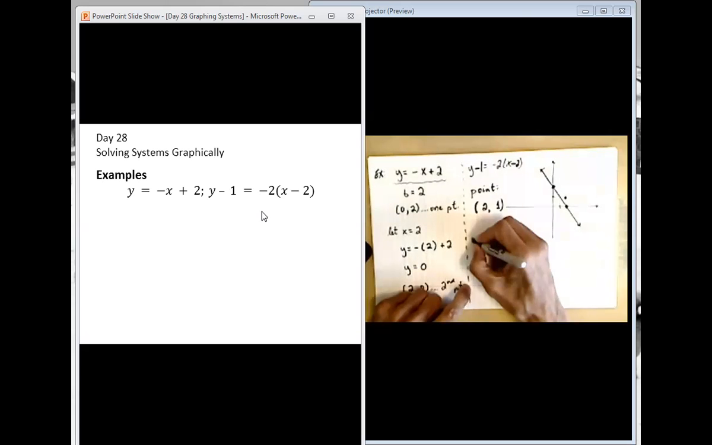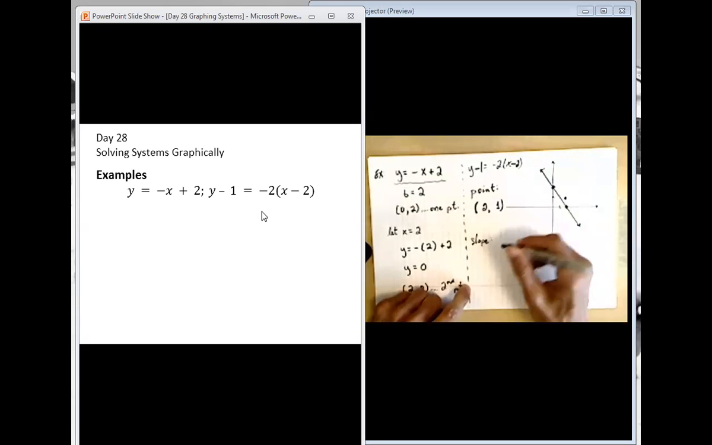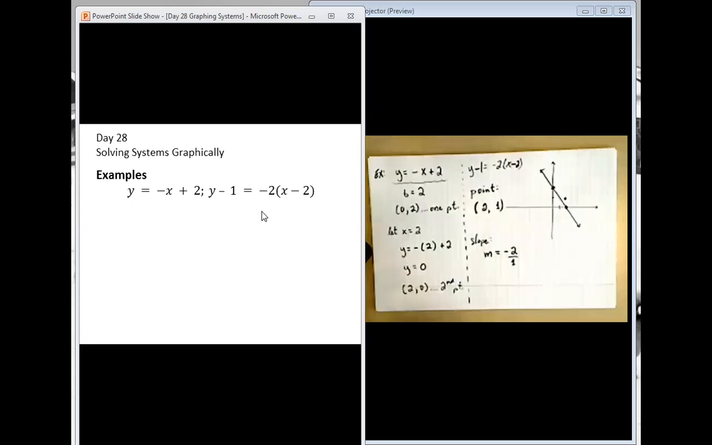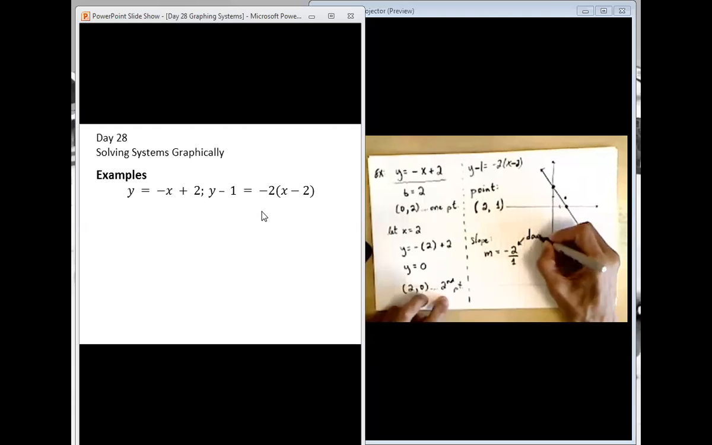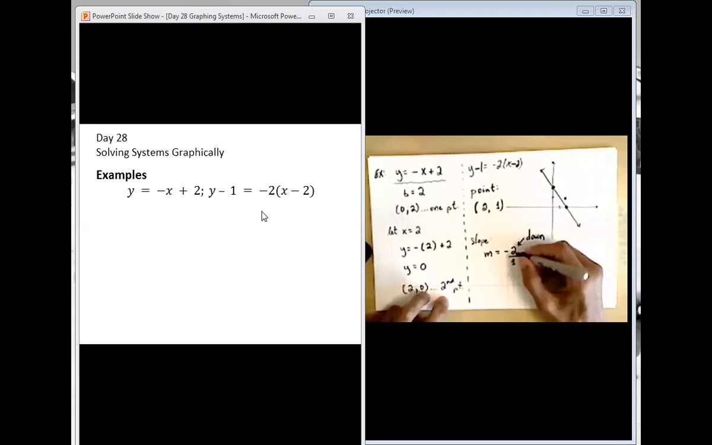Let's use that. Slope is -2, and we can put it over the invisible 1 so that it means something. Up or down? Two up. No, down. Yeah, down for this one because it's a minus on the top. And then right by 1.